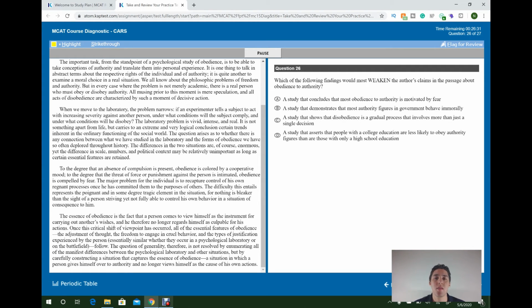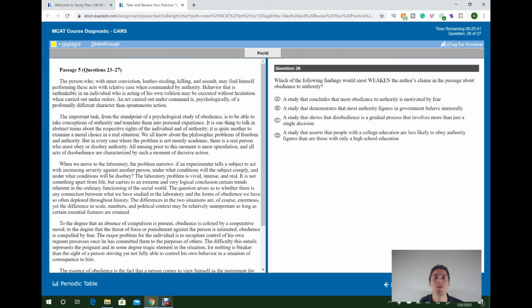Answer choice B doesn't have anything to do with the passage itself. The author never talked about authority figures acting morally or immorally. So this one is just like, I would just say out of scope, and we can eliminate B. A study that shows that disobedience is a gradual process that involves more than a single decision. So this doesn't seem to be in correlation with what the author was saying, but let's just look at option D to make sure we can cross it out.